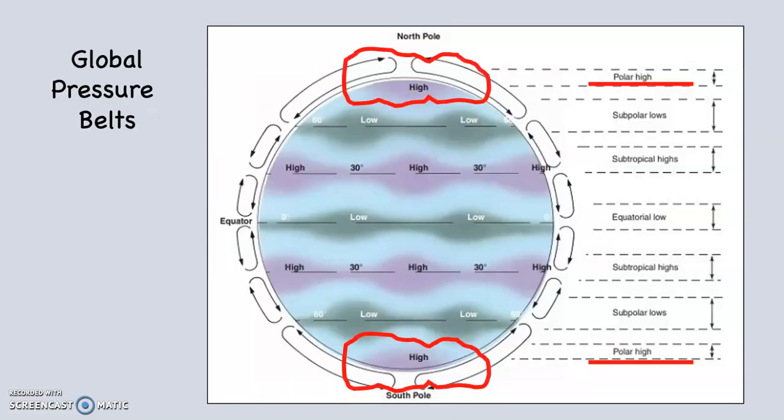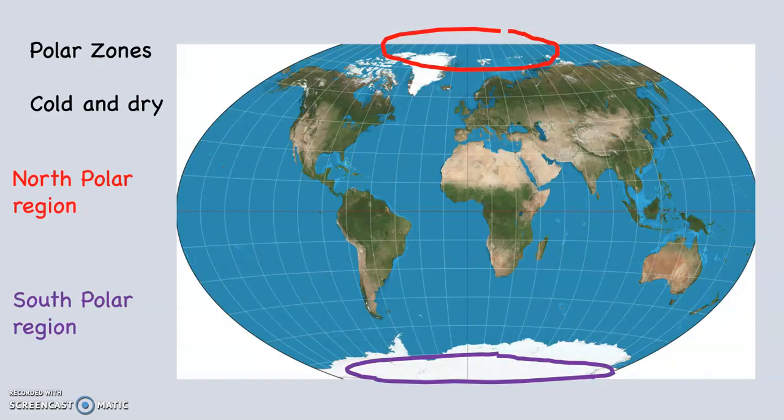Okay. Here I've circled them for you. You can see polar high, and then all the way up in the north and all the way down the south. Now notice this, these are the polar zones, it's cold and dry, the northern polar zone, the southern polar zone. You might say, well, what about all that ice?